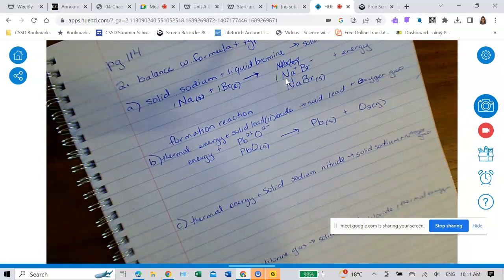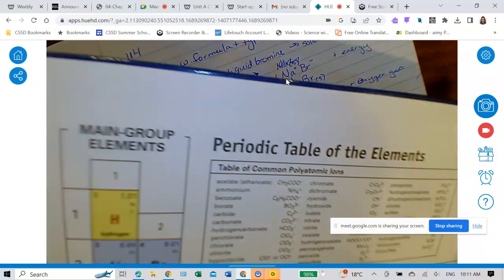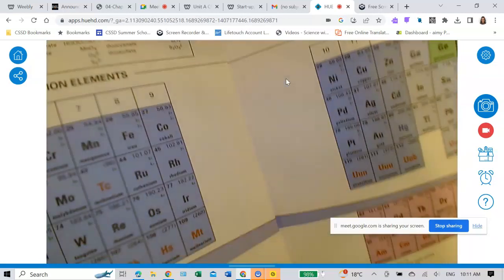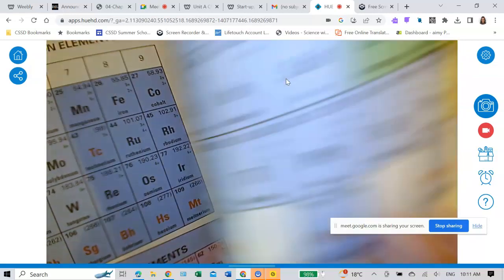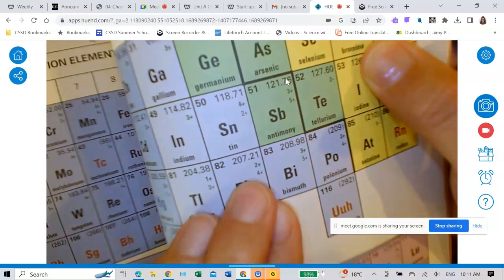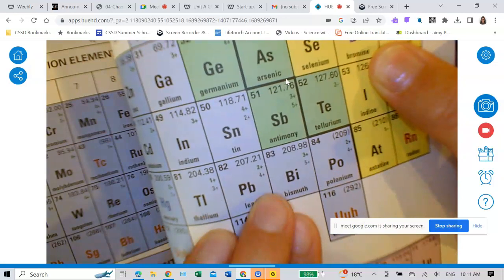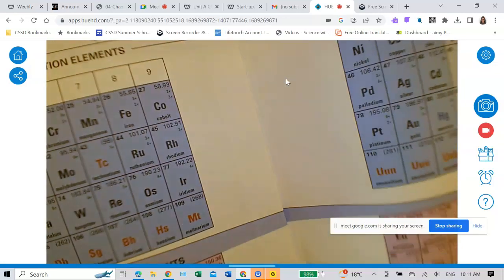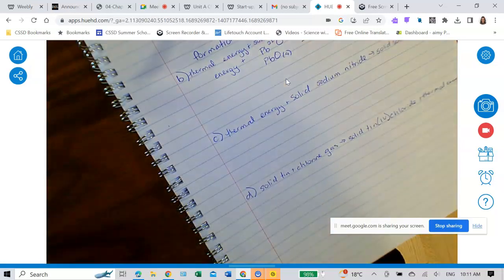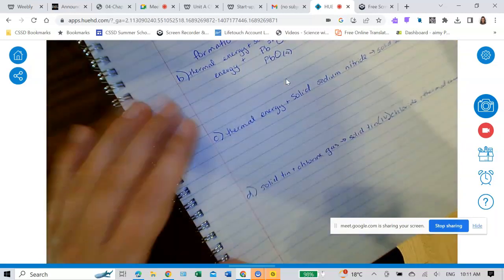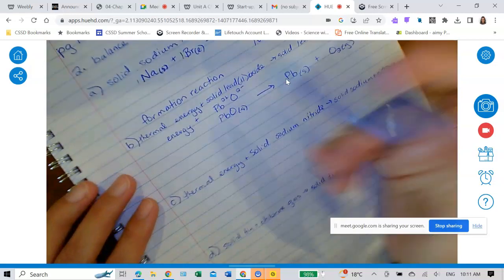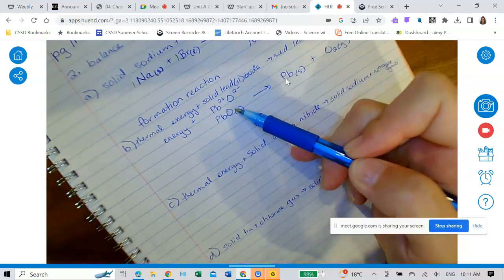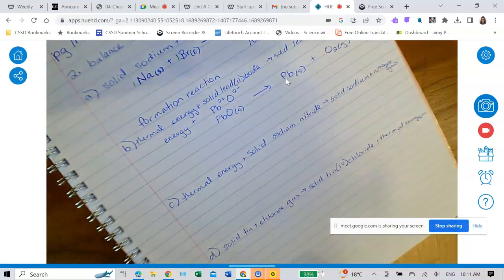Because lead comes in 2 different kinds. You can either have the 2+ kind or the 4+ kind, right? So you need to put the 2+ kind because the question said that's which one we use. It has this little Roman numeral 2. And oxygen is always a 2- charge.